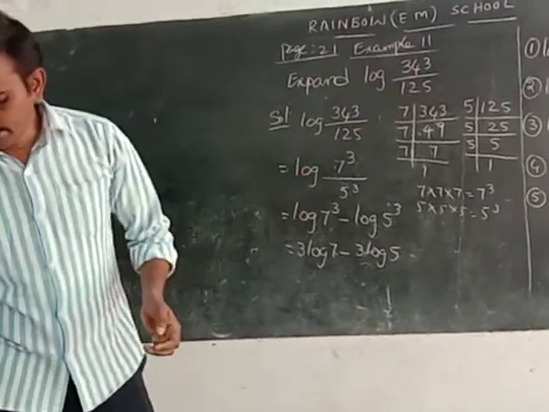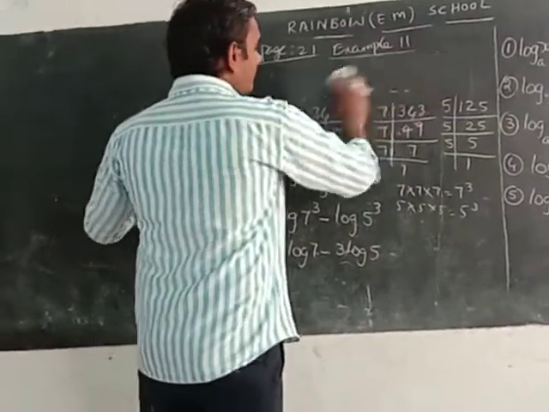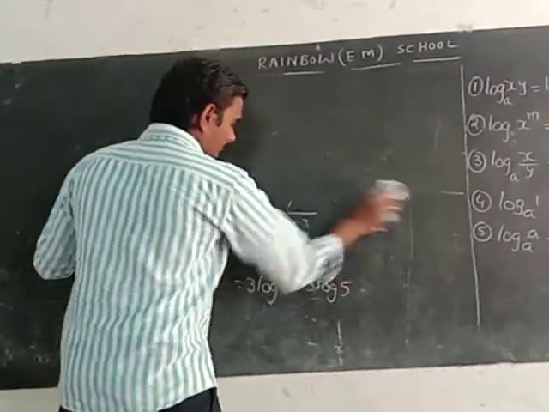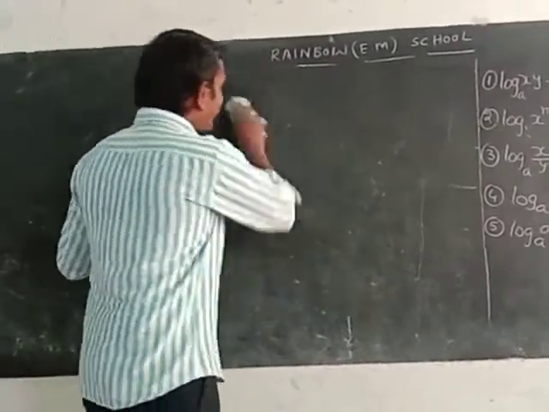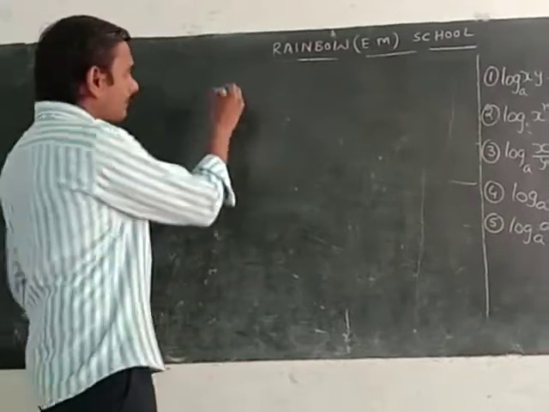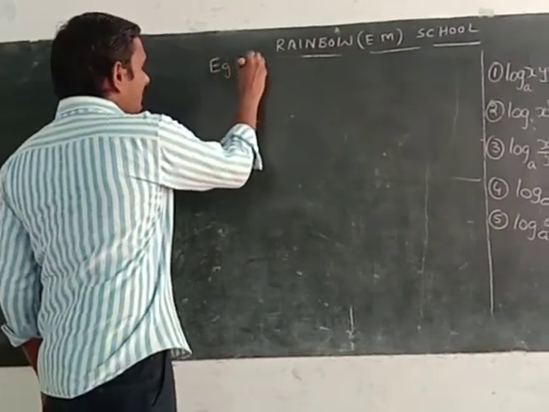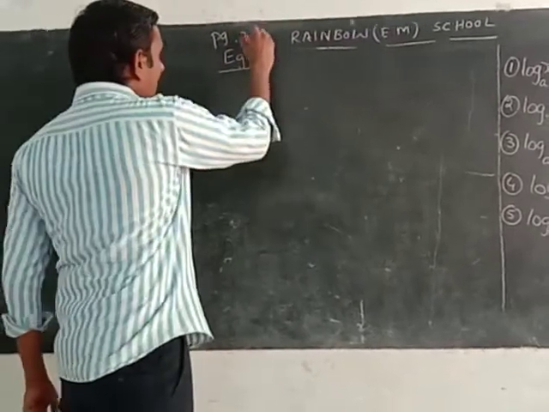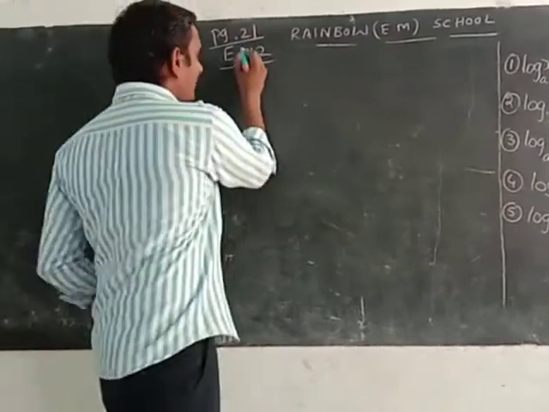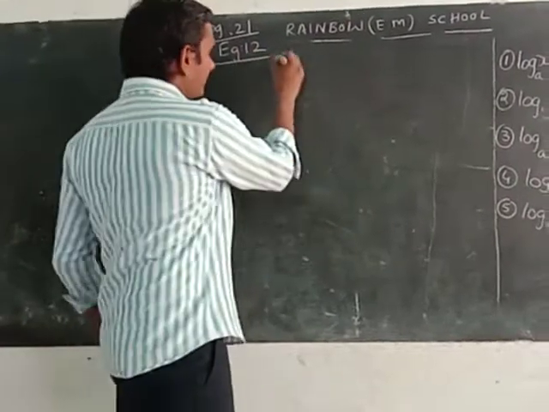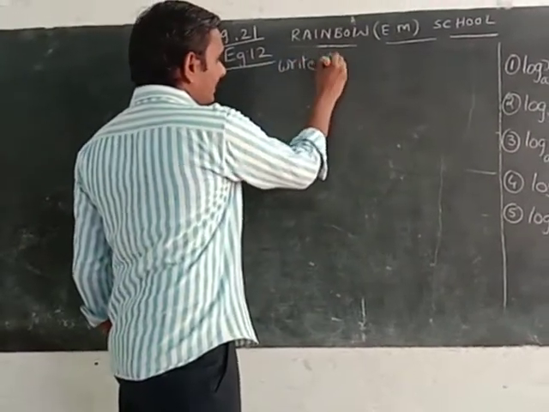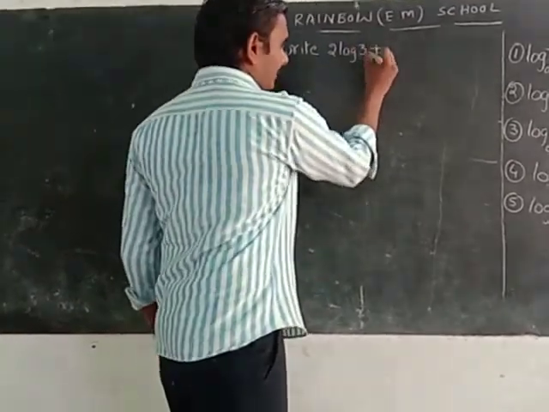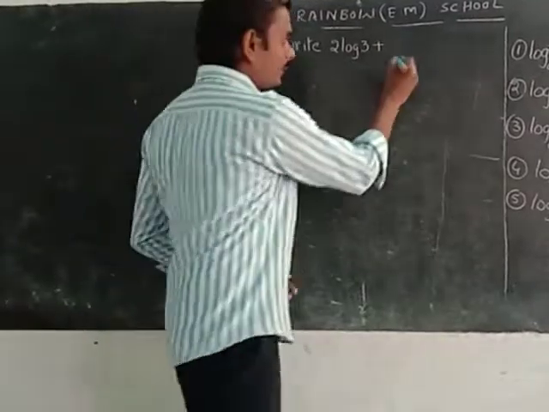We will go for the second question. Example 12, same page, page 21. What is the question given there? Write 2 log 3 plus 3 log 5 minus 5 log 2. The reverse of the previous one is given in this question. We want to do this one.